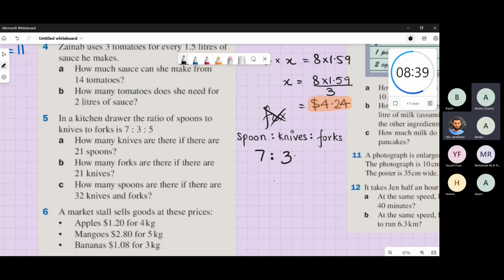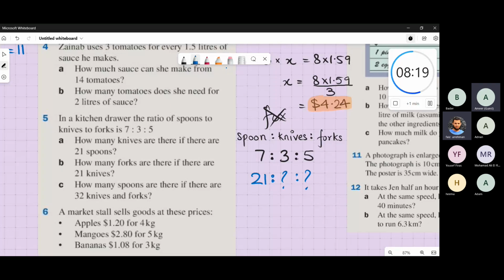7 to 3 to 5. Okay. How many knives are there if there are 21 spoons? They have told us 21 spoons. Now they are asking what will come here and what will come here.